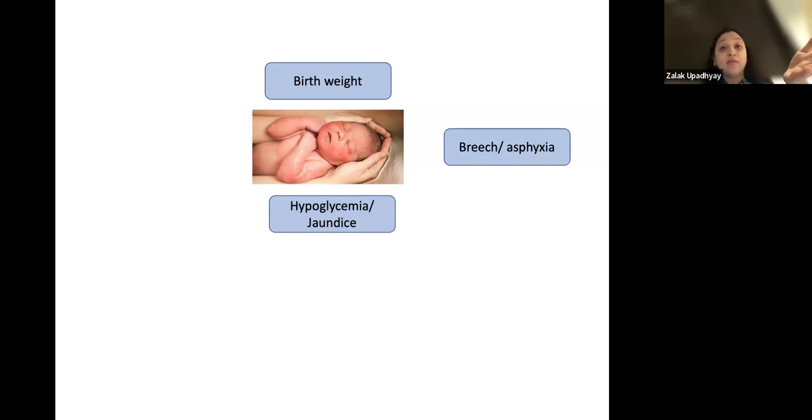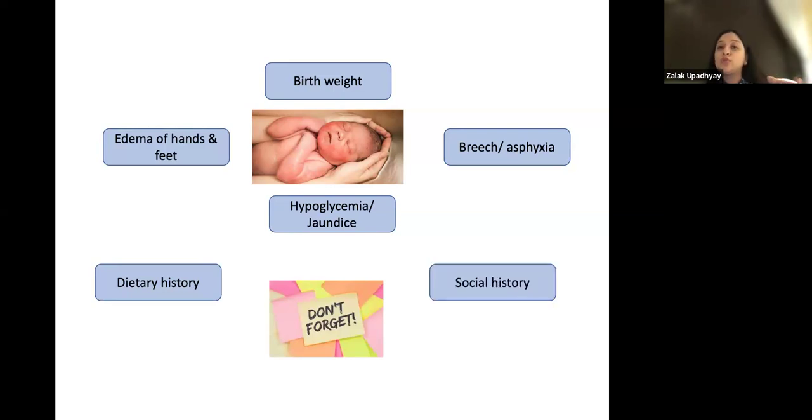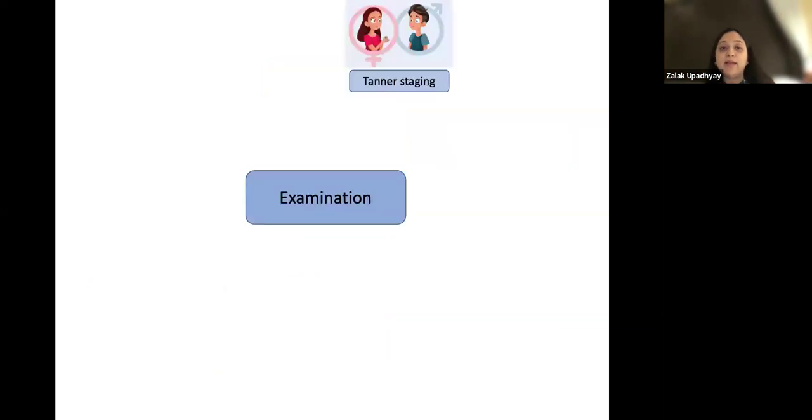Breech, asphyxia: chances of the pituitary being affected, hypoglycemia, maybe multiple pituitary hormone deficiency, jaundice, hypothyroidism, congenital jaundice, edema of hands and feet, that means pointing towards Turner syndrome. So don't forget the dietary history. In India, still remember nutrition and chronic systemic illness are still the major cause of poor growth. Social history, family history, consanguinity. How were the parents? Did the parent have a pubertal spurt later in life and grow later? That is pointing to CDGP. Consanguinity, we know some disorders are common in consanguineous marriage.